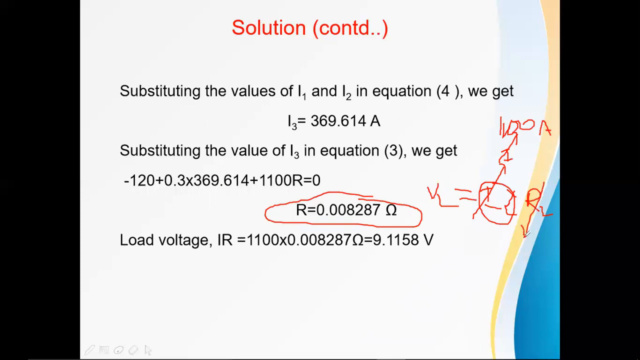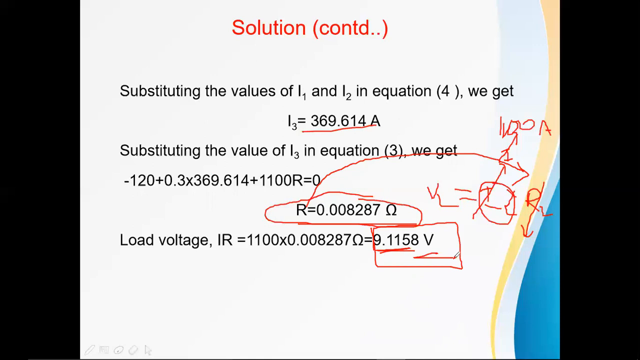But what about this RL? For finding RL you did all these steps. Hope you are clear. Just for finding the resistance you did all the steps. For finding I3 you found I1 and I2. After substituting I1 and I2 you got this I3. Then after substituting this I3 into equation number 3, you got the unknown parameter R. Then after substituting this resistance in the output voltage or load voltage, you are getting the voltage across the load, that is 9.1158 volts. Hope you are clear.